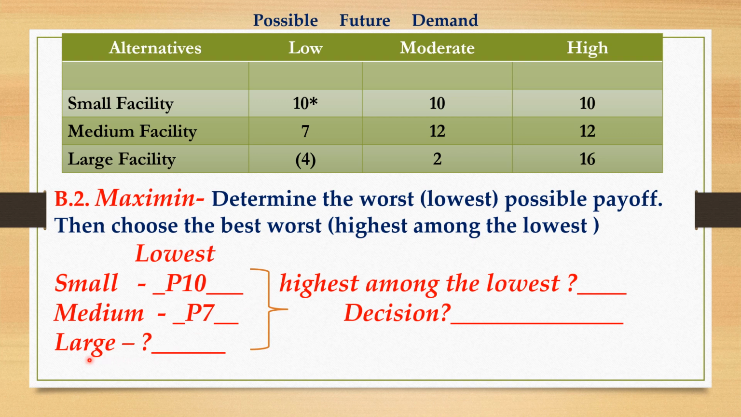Then let's try to do the large size facility. Again, the worst or the lowest possible payoff. Under low, it's -4, moderate is 2, then high is 16. So choose among -4, 2, and 16. What is the lowest value? What is the lowest possible payoff? And write it down here.